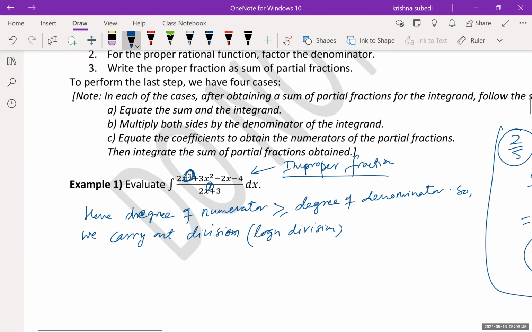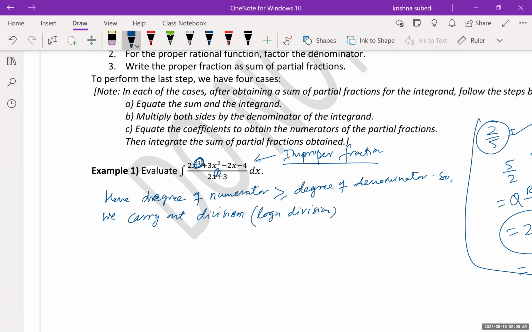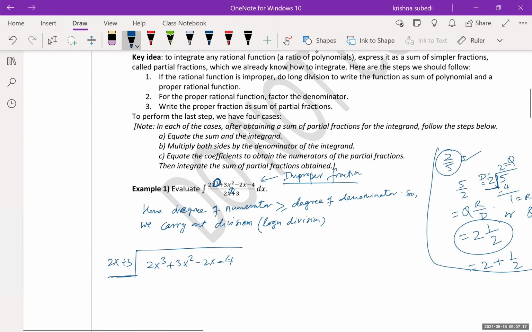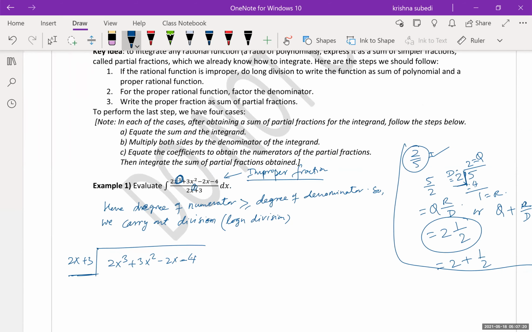And now let's divide this: 2x cubed plus 3x squared minus 2x minus 4. Let us divide this by 2x plus 3. Okay, so how do we divide? I trust that everybody knows how to divide it. It's just like here, how you divide these numbers, 5 over 2. It's a little bit different, but the idea is pretty much the same.